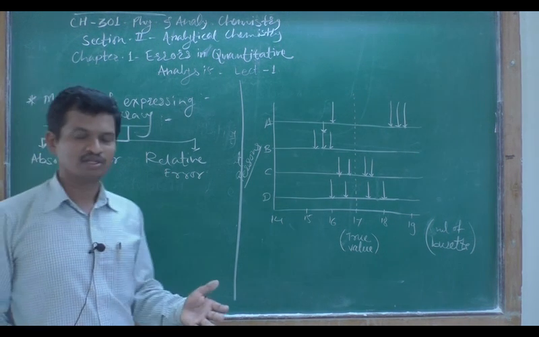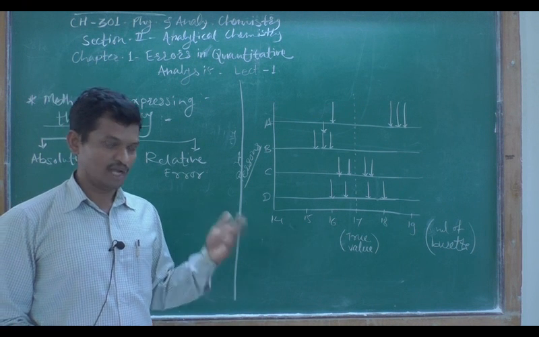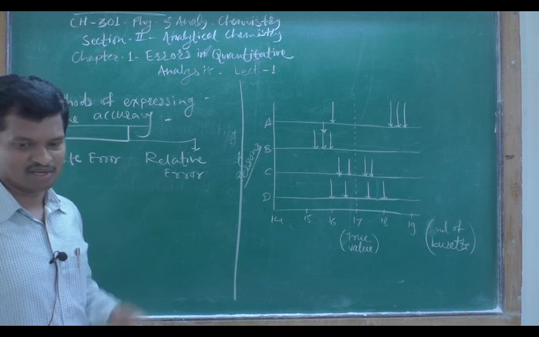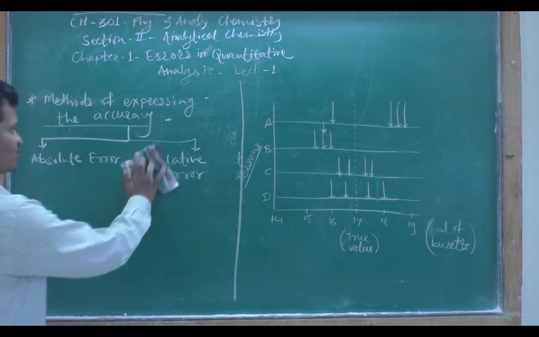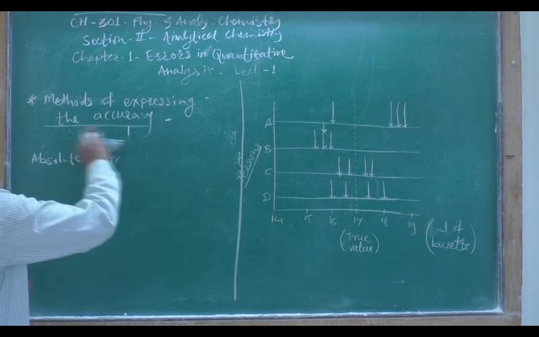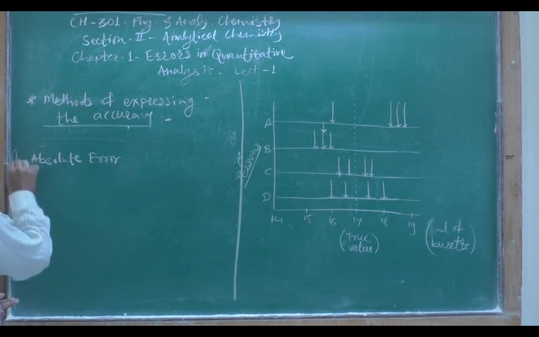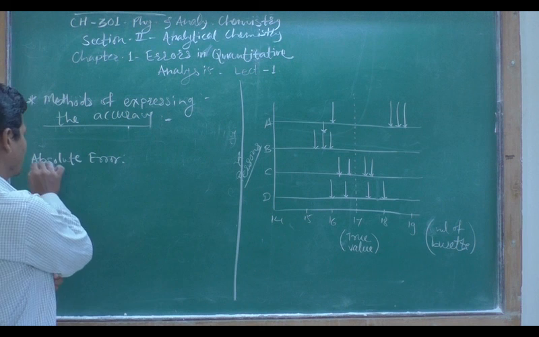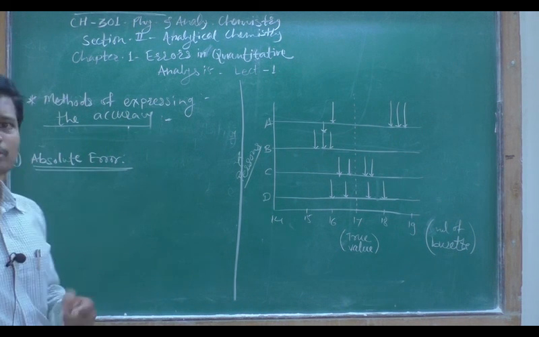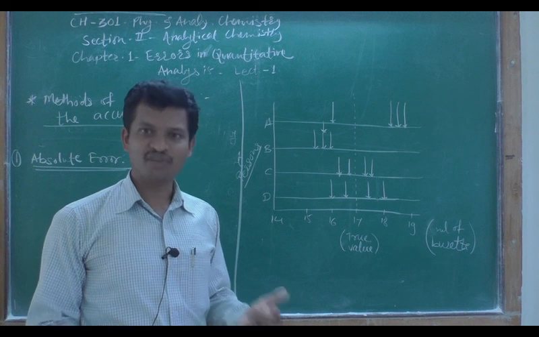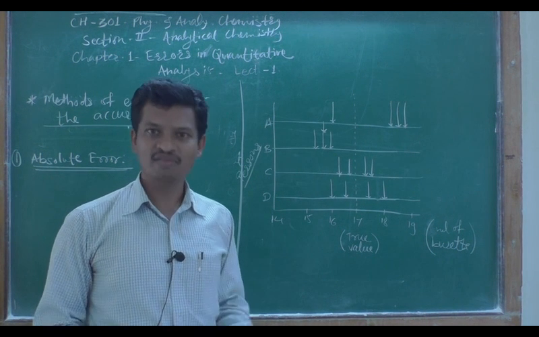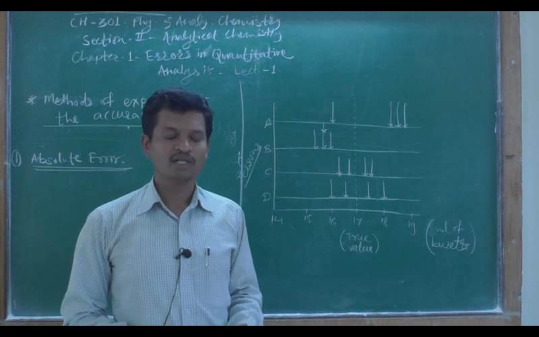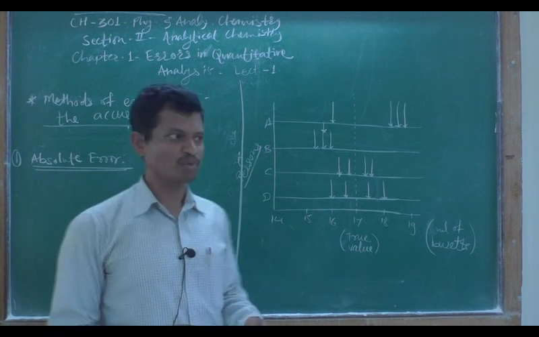There are two ways we can express the accuracy. The first one is absolute error and the second one is relative error. First of all, the absolute error. This is the first way that we can express the accuracy. The absolute error is nothing but the difference between our measured value and the true value. It can be defined as the difference between the observed value and the true value of the measurement.